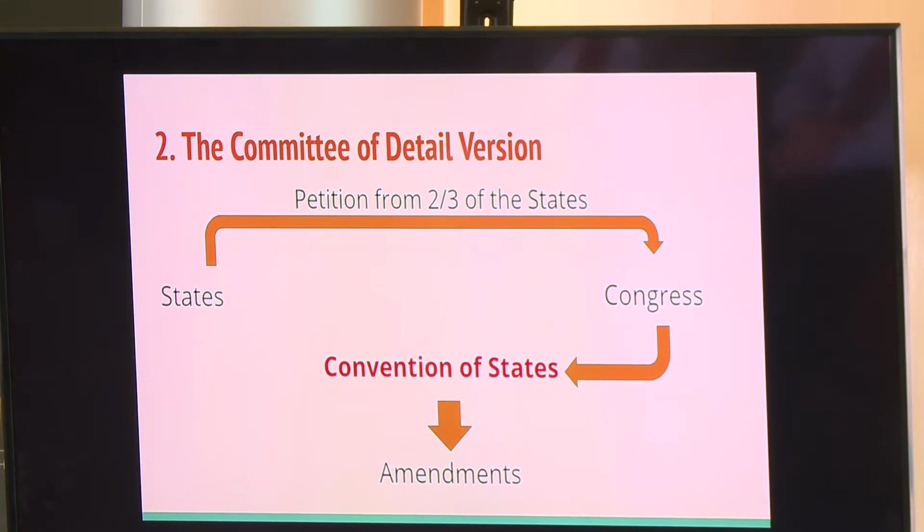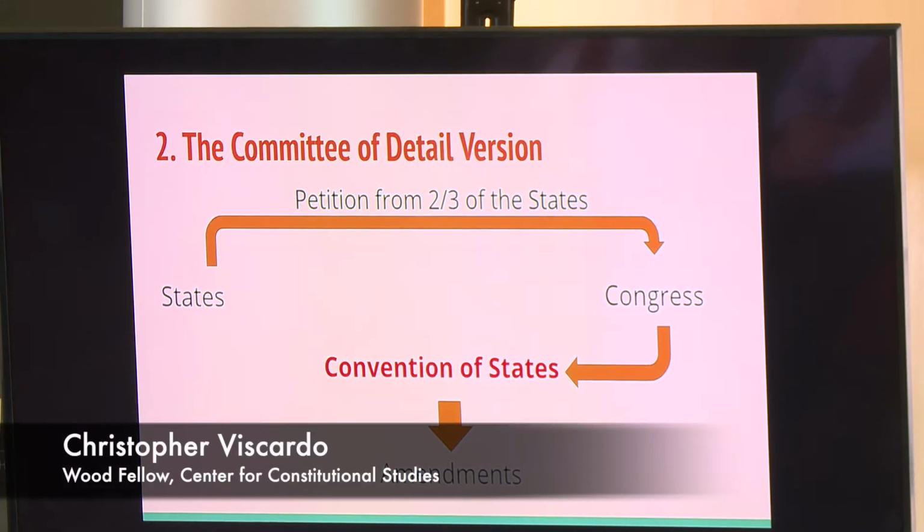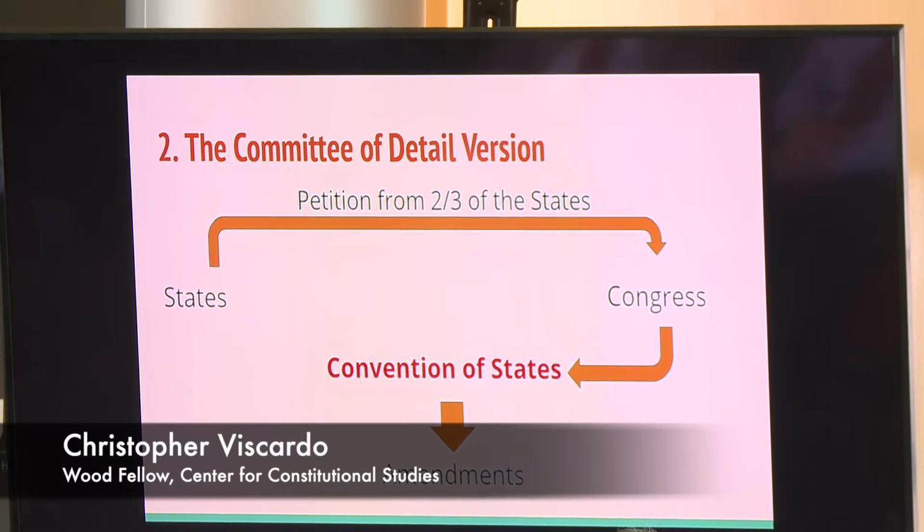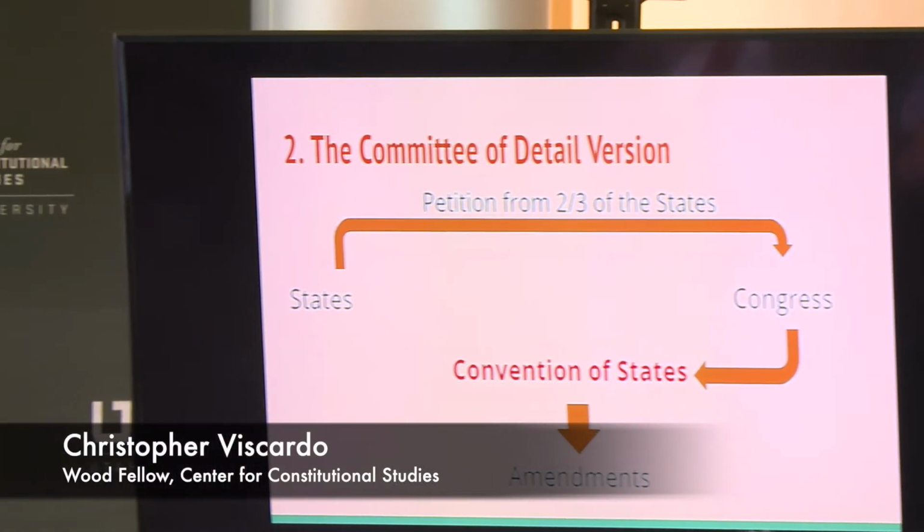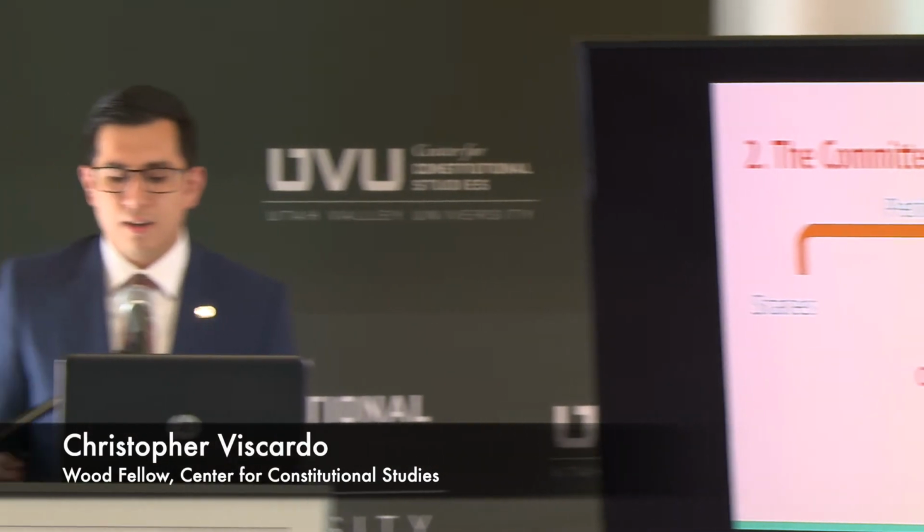Now, nowhere in this version is there such a thing as ratification, meaning that we could only assume that the Convention of States would set up a way for their proposed amendments to then be ratified and become officially a part of the Constitution. But that was not specified as part of the Committee of Detail version.